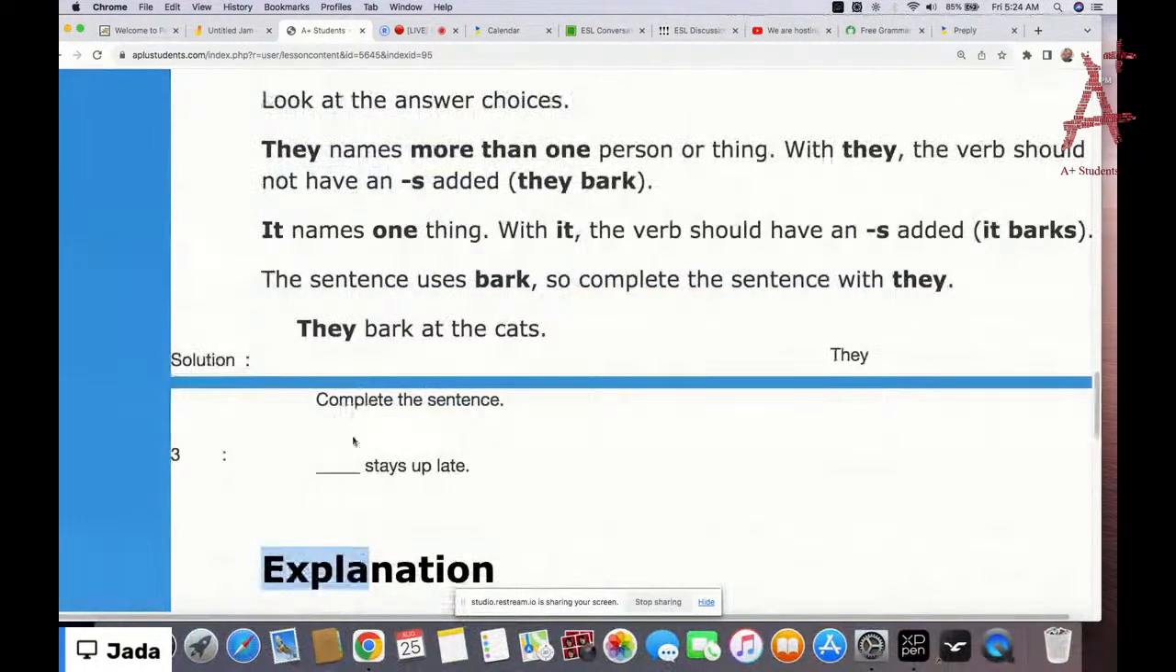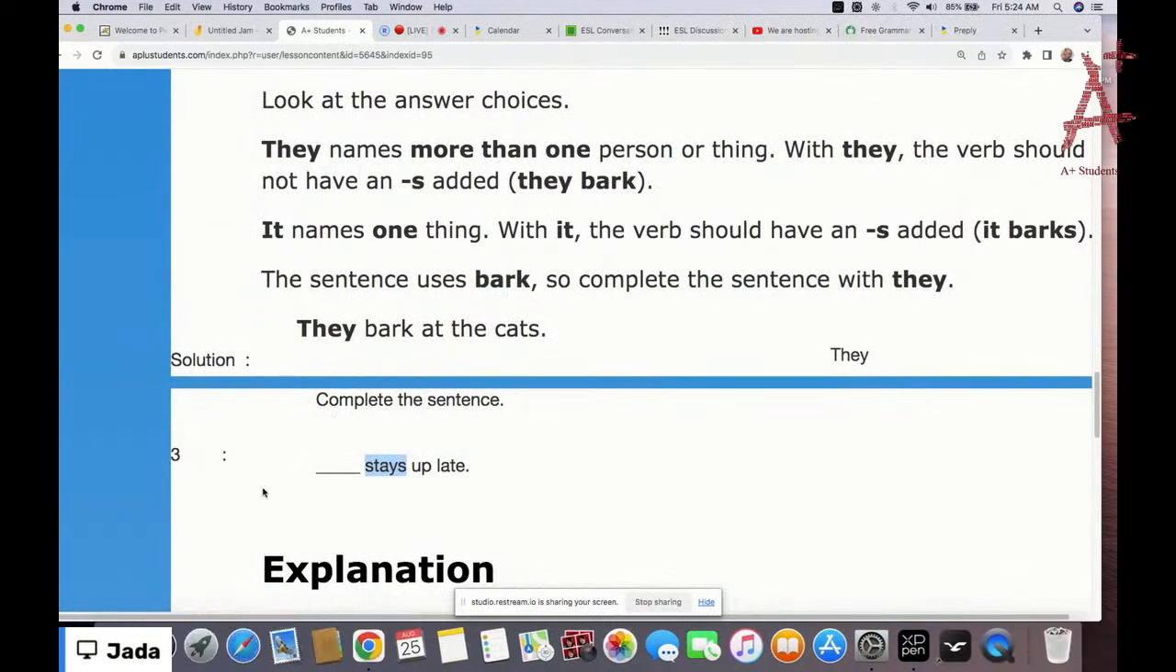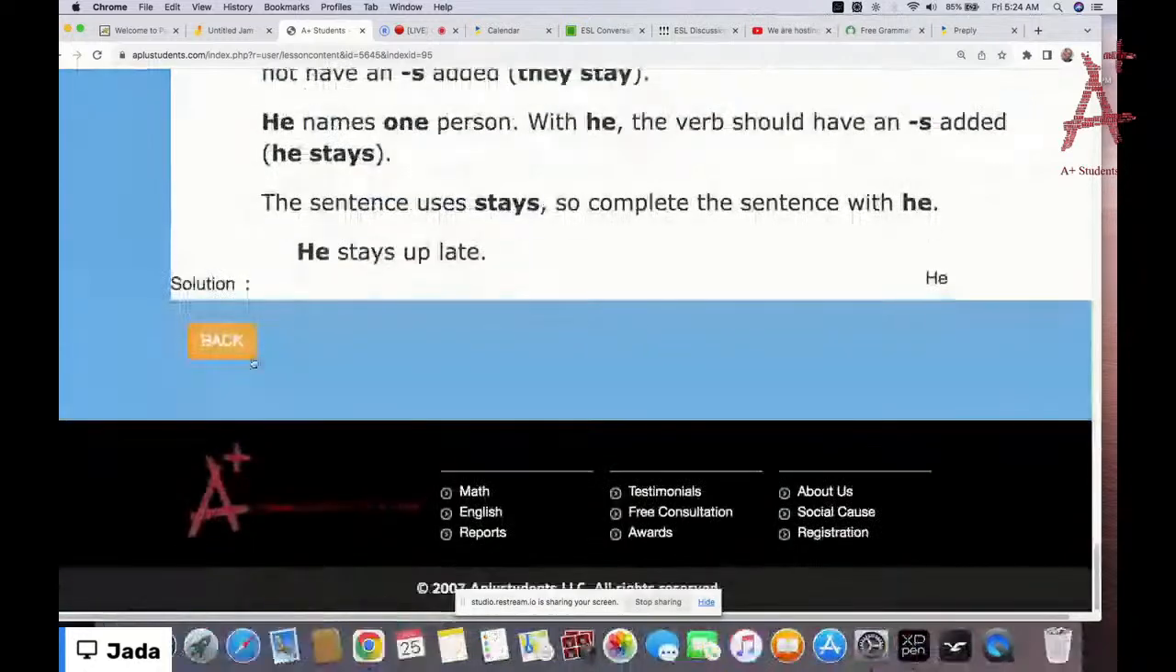Let's look for some more examples. Dash stays up all late. Now, Dash stays up, the verb has what? An s. And if the verb has an s, then the subject is going to be singular. So he stays up late. Okay? He stays up late. If there was no s in the verb, then that means it's going to be what? Plural. But because we have s in the verb, it's going to be singular. Okay?